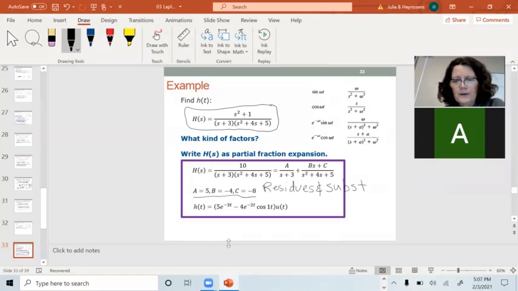And this one turned out to be easy because B was -4. Yeah, so it's a cosine. It's a damped cosine. So we just had to get it in this form, s plus a over (s plus a) squared plus omega squared. And that may involve some completing the square.